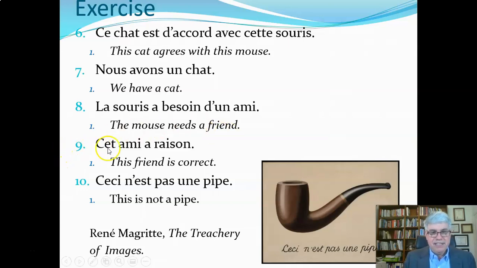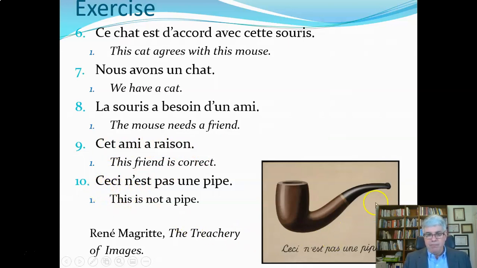Number 9, cet ami a raison. This friend is correct, or this friend is right. Avoir raison is an expression that means to be correct or to be right. So this friend is right. Now we've got the T here because ami is masculine, so it's a guy. But we don't say ce ami. We put that T in there for assonance so that it sounds better. Cet ami a raison. So this friend is correct.